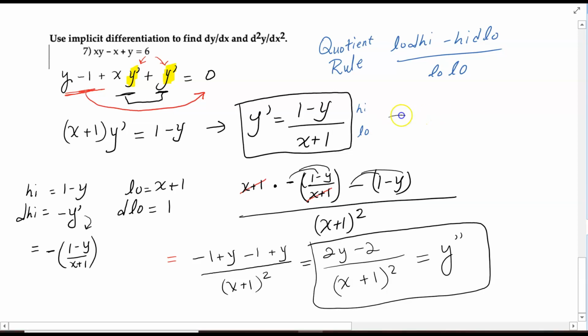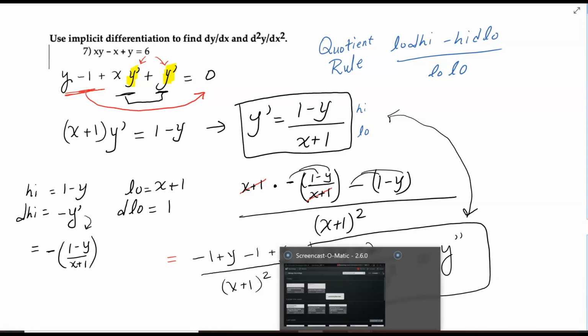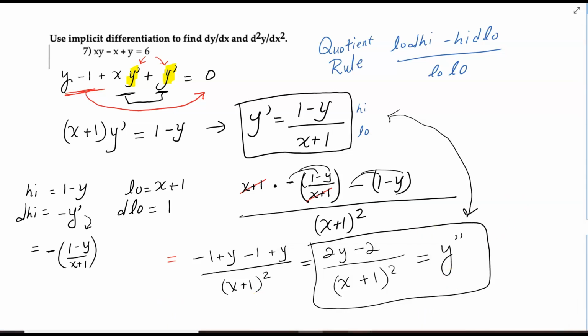So we have two derivatives, the first and the second, and notice they're not at all similar. Well, maybe they're a little close, but there are some subtle differences there.